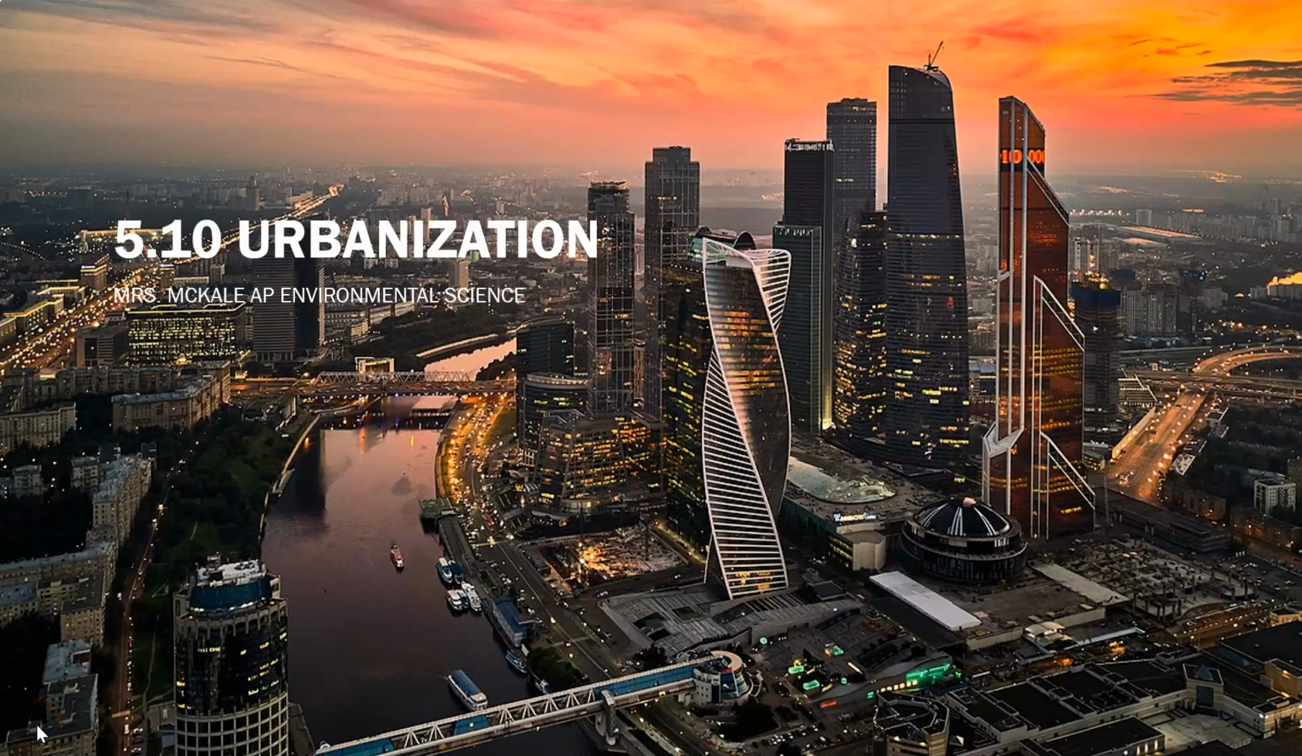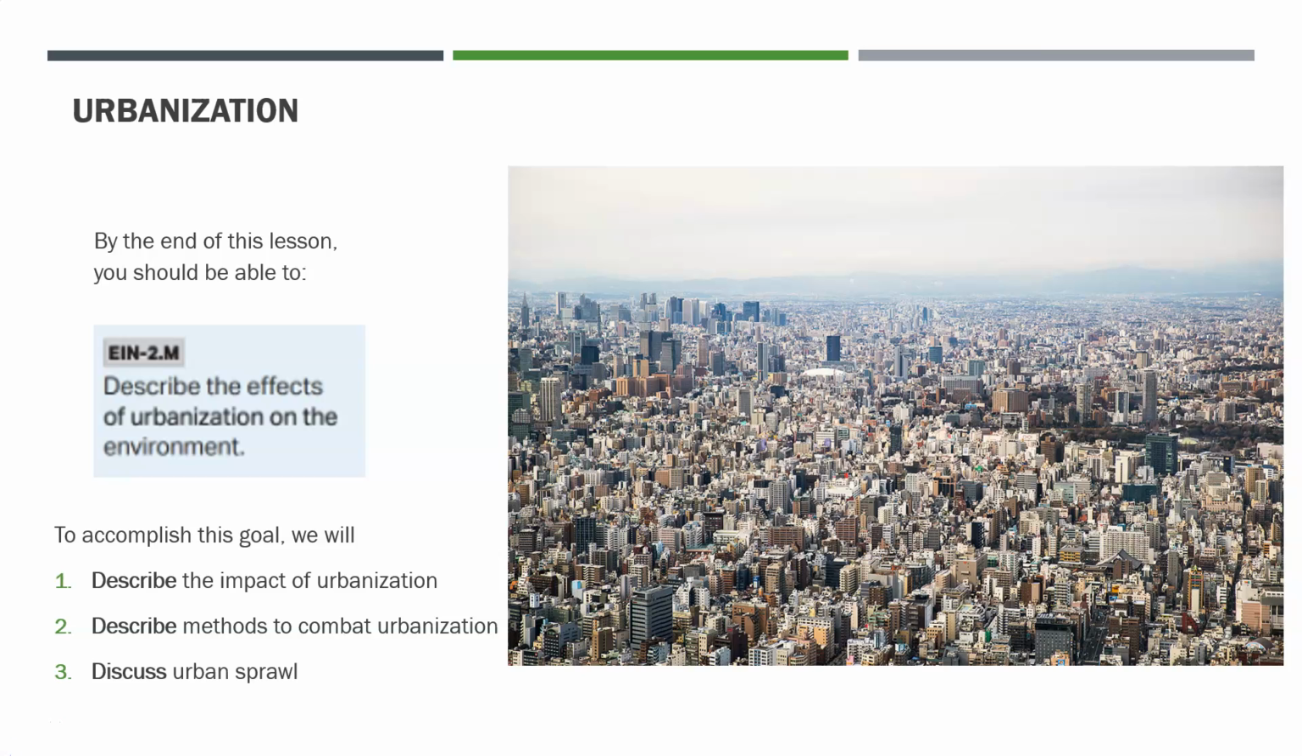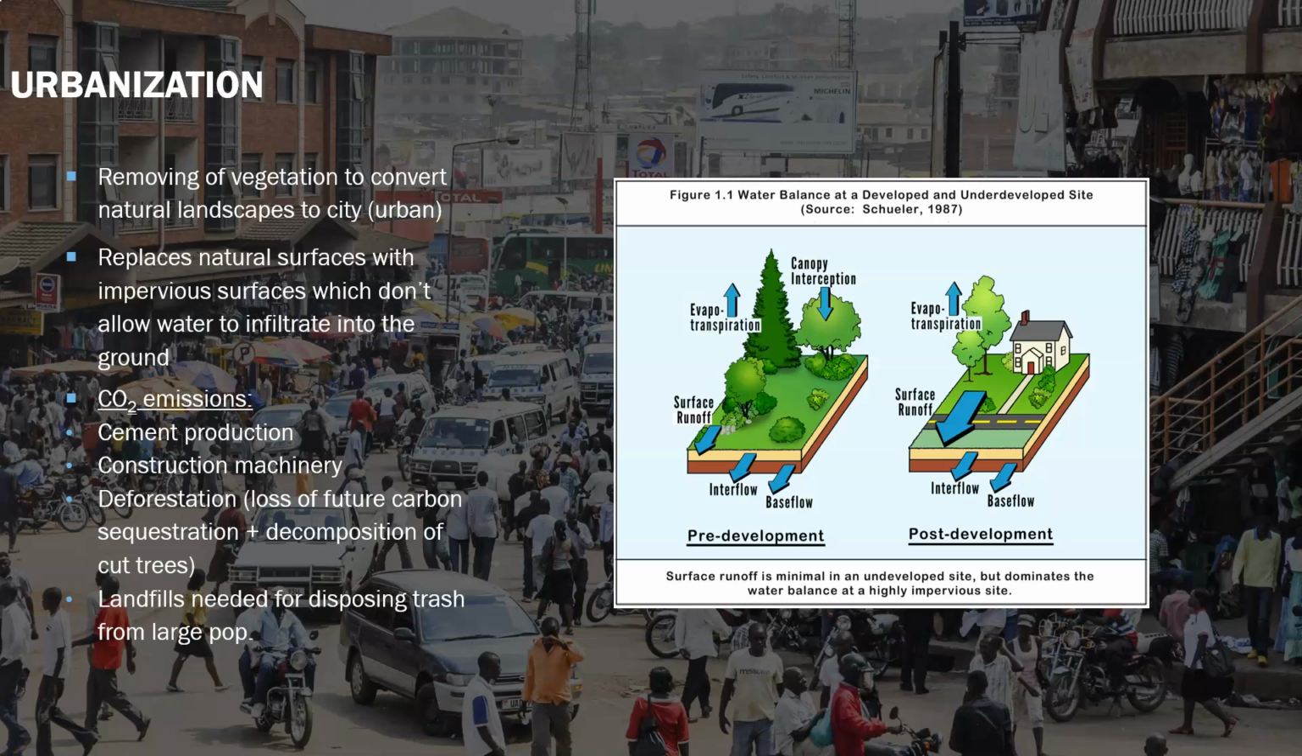This is 5.10 Urbanization. By the end of this lesson, you should be able to describe the effects of urbanization on the environment. To do this, we're going to first describe the impact of urbanization, describe methods to combat urbanization, and discuss the idea of urban sprawl.